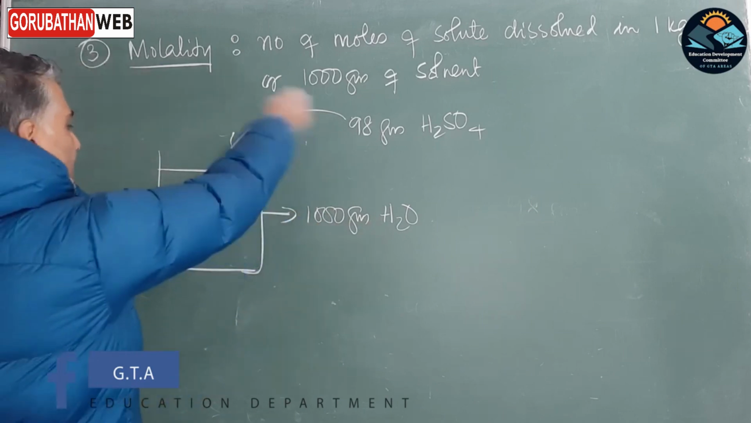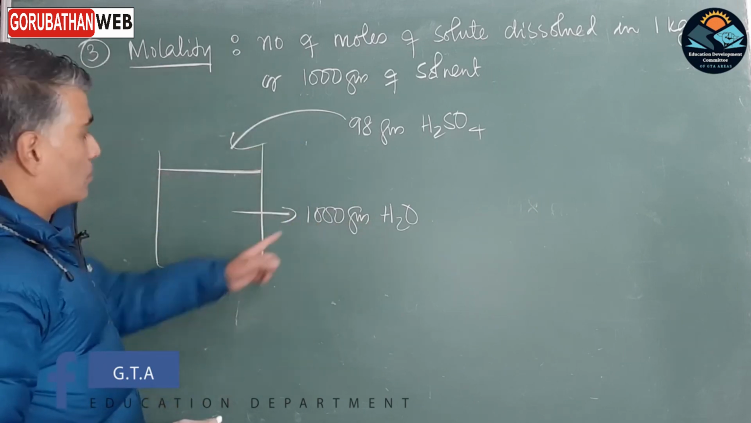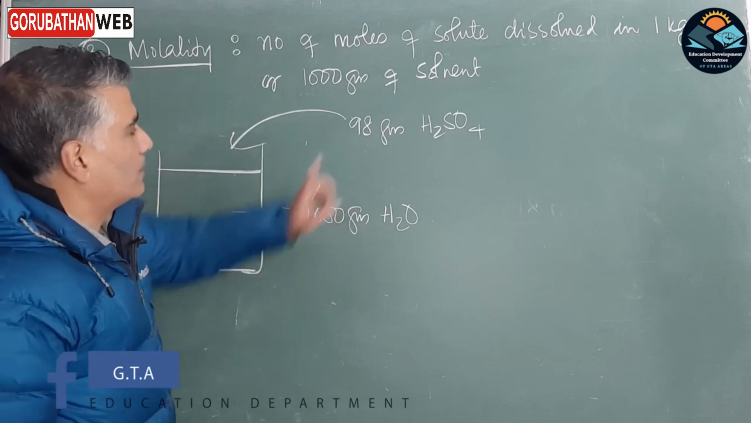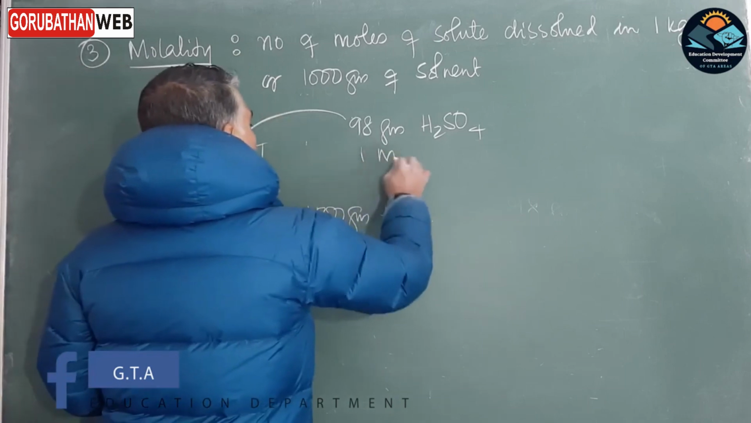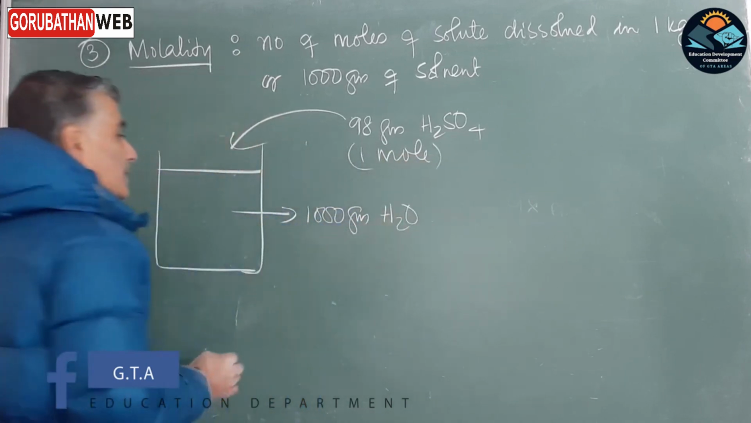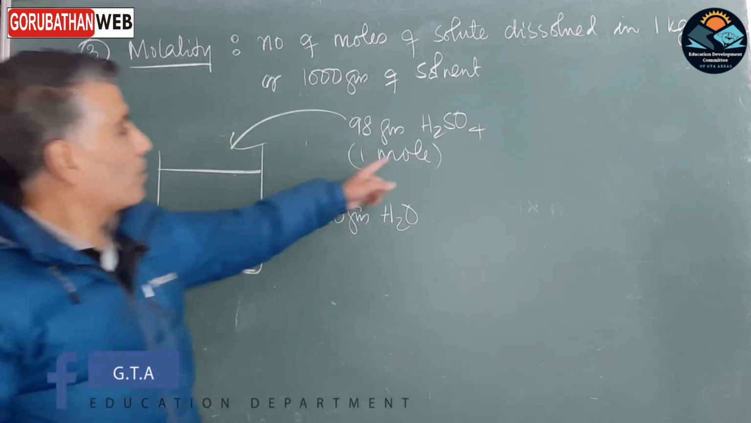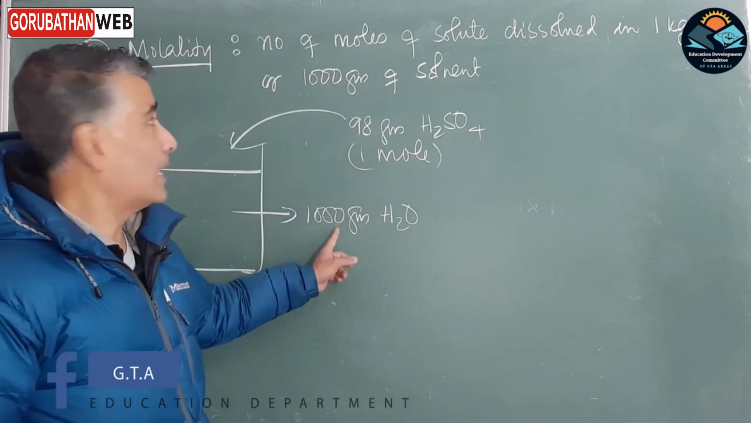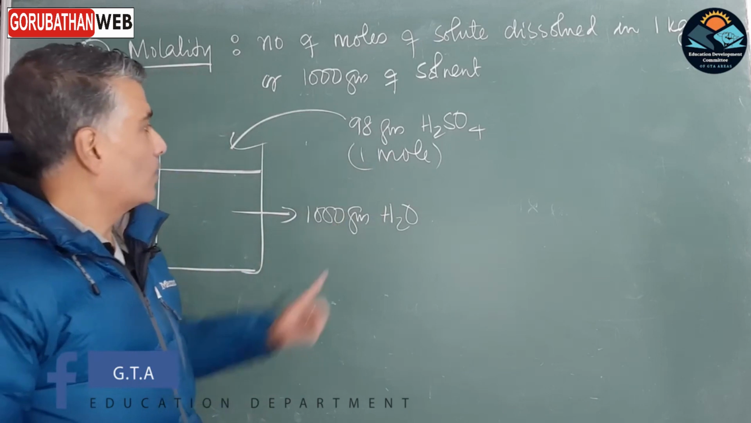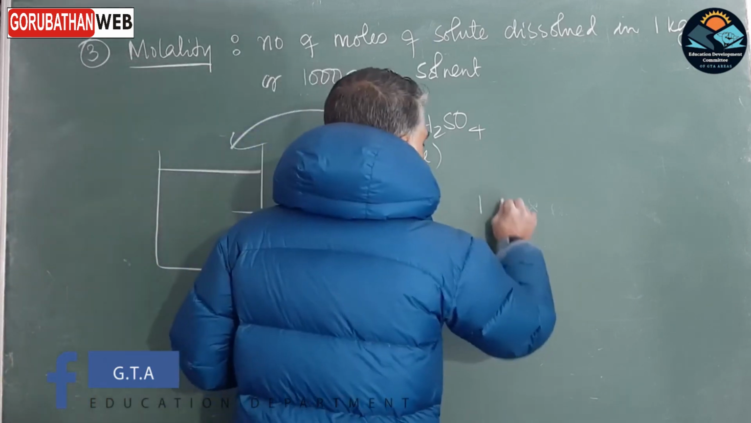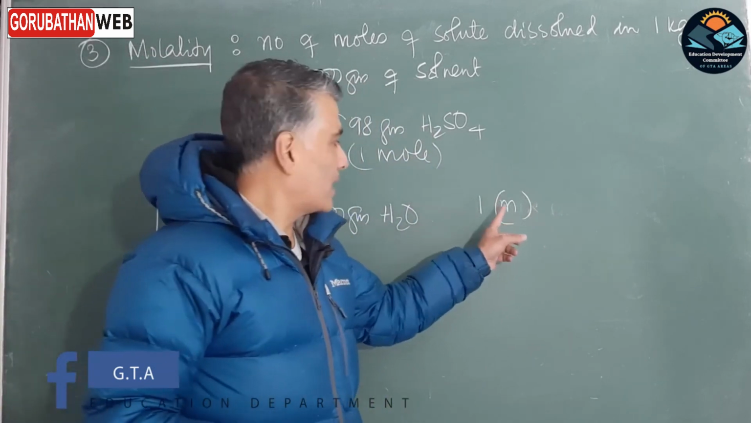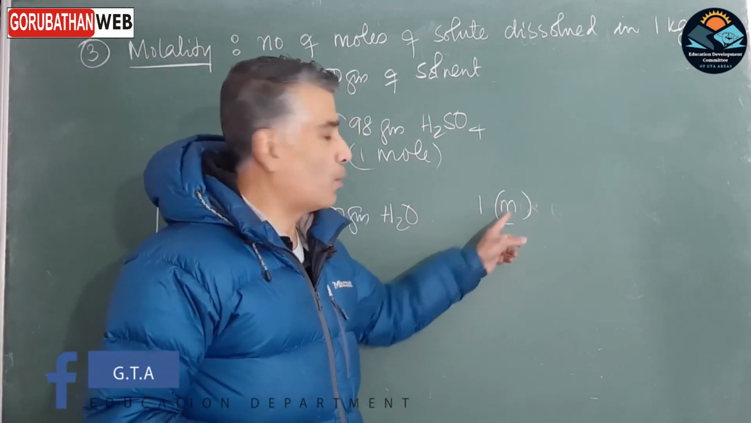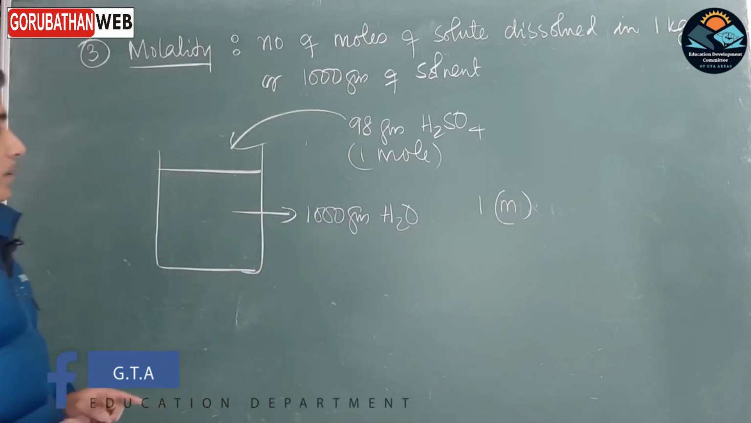Okay. So when you add that 98 grams, the mass is going to increase. It's going to be more than 1000, because 1000 plus 98 is 1098 grams. So I have added 1 mole of solute in 1 kg solvent. And whatever number of moles of solute is there in 1 kg solvent, that's known as molality. So the molality here is 1. I can write this as 1 molal. You see, molarity is expressed as capital M and molality as small m. So that's how the concentration of a solution is expressed in molality.